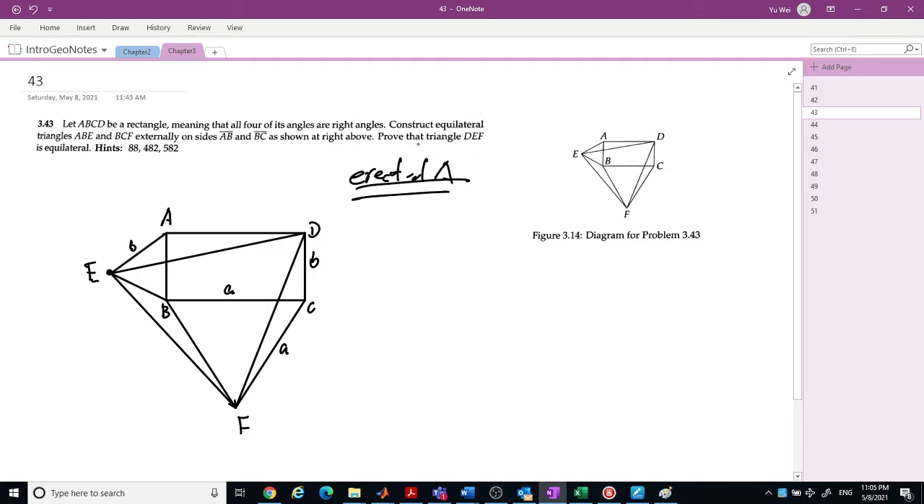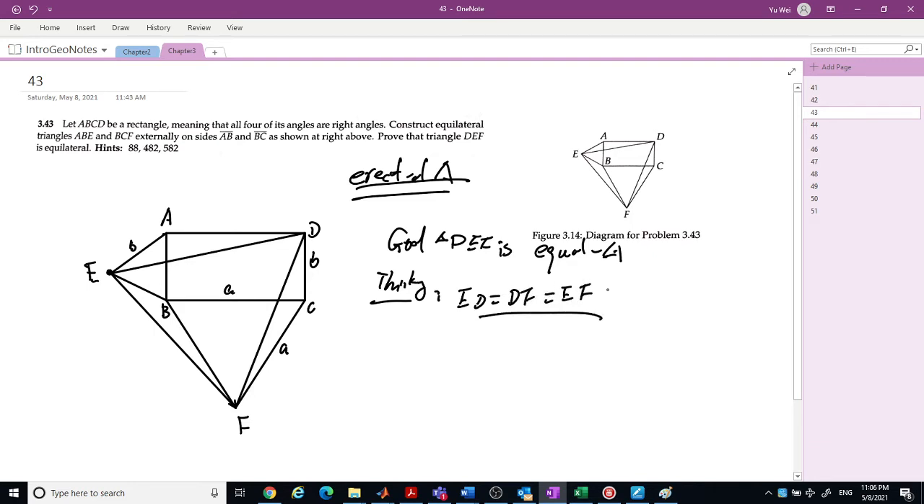So prove triangle DEF is equilateral. Again, I mean DEF, right? Go. So ED equals DF equals EF. Then how do we do it? Congruent triangles. Okay, so now let's see.